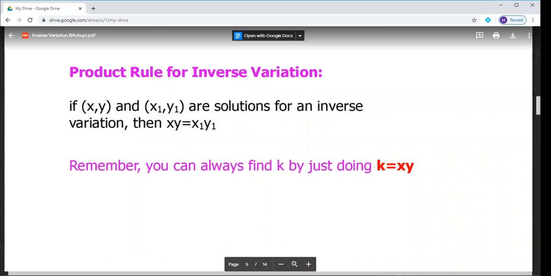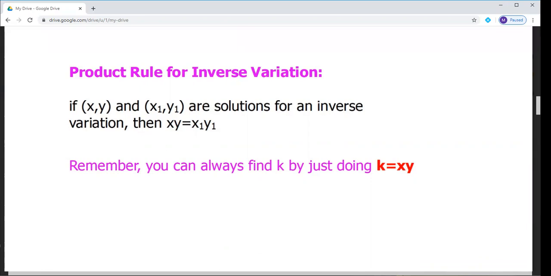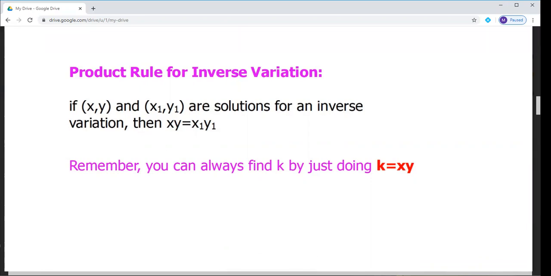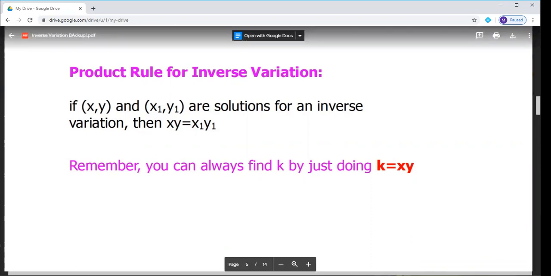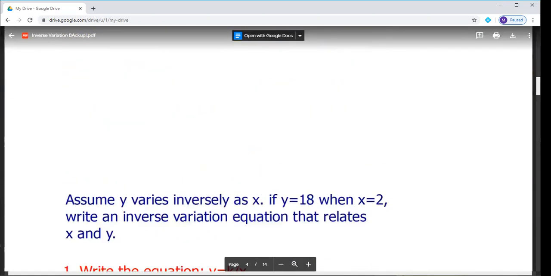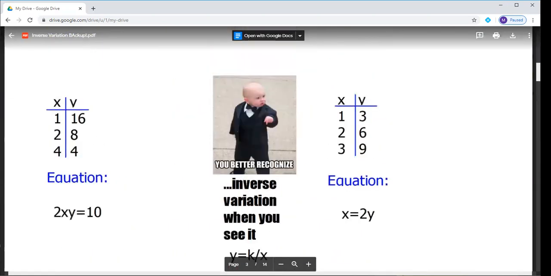This sounds wacky. If x comma y and x1, y1 are solutions for an inverse variation, then xy will equal x1, y1. Meaning, just like on that table we had back up here, if you have a point xy in an inverse variation equation, just like we had up here, we have a point xy.